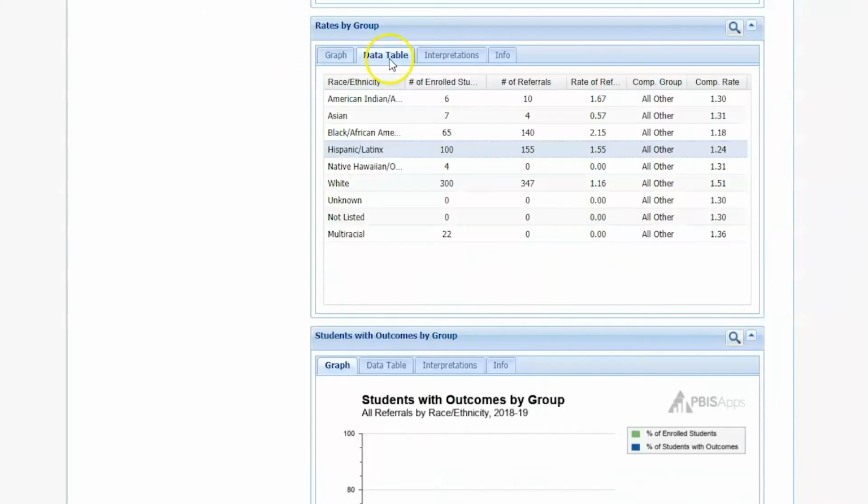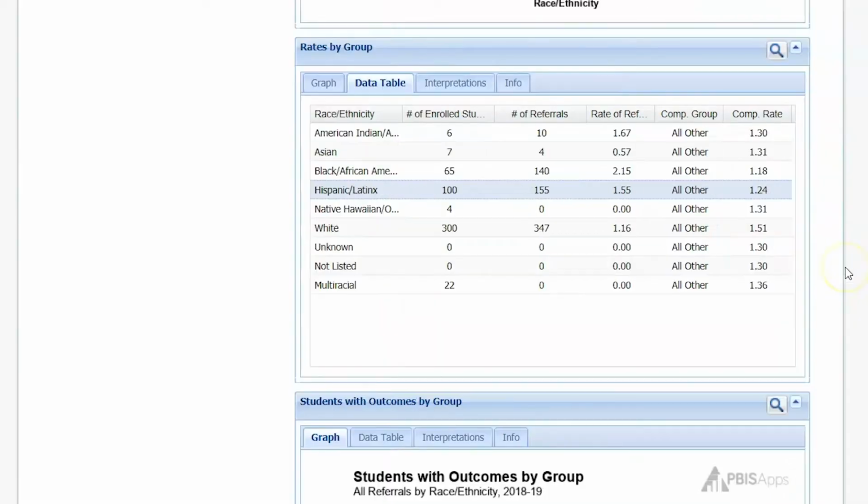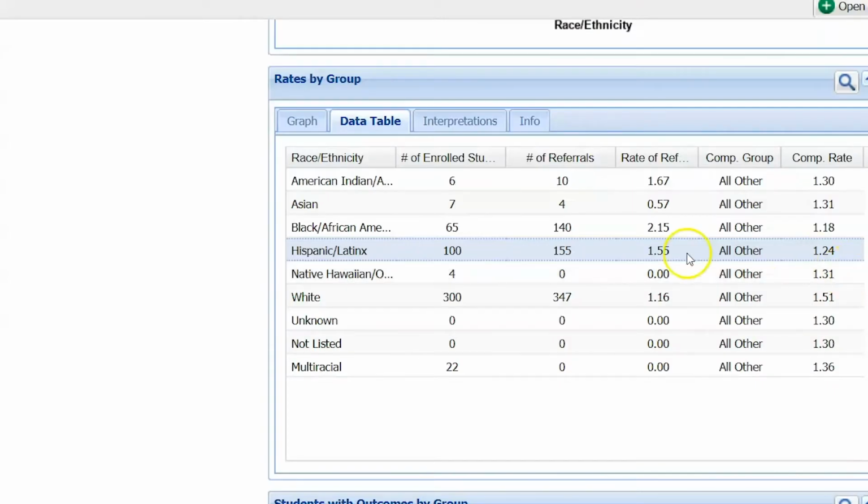When we open the data table, we can see that SWIS calculates the rate by dividing a group's total number of outcomes, in this case referrals, by the total number of students in the group. We can also see the rate for a specified comparison group chosen in settings. In this case, and by default, we are comparing each group to the group of all other students.